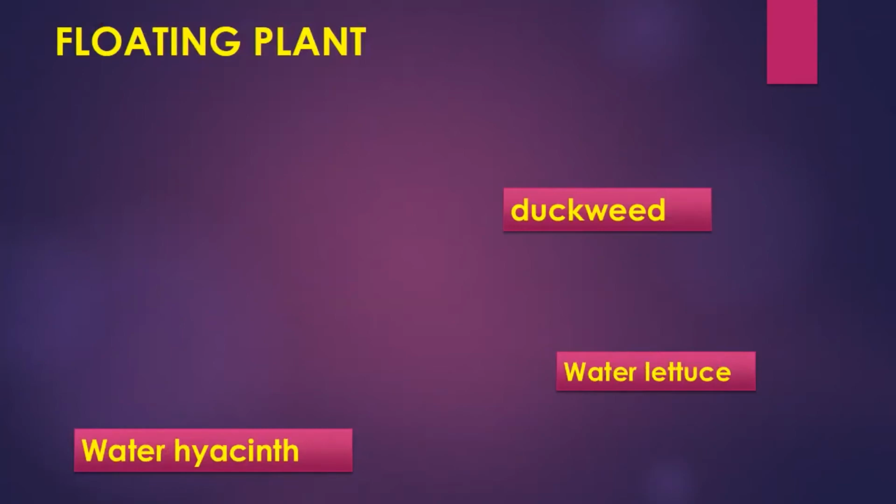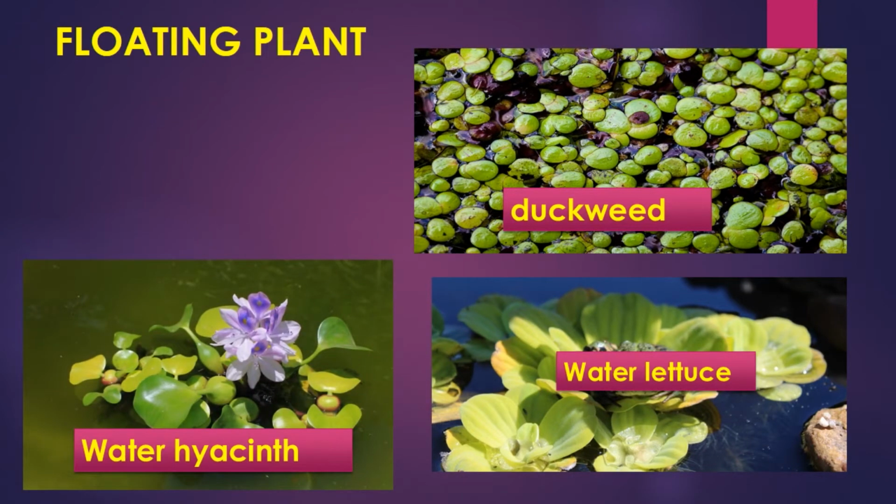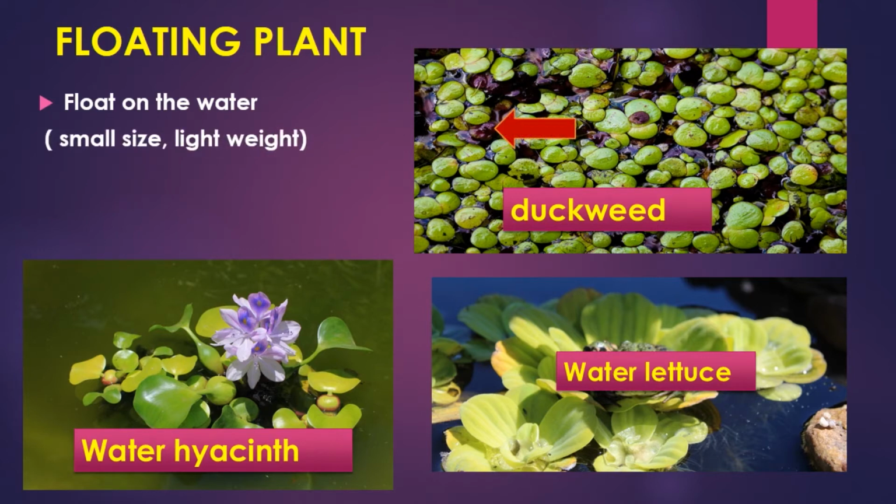Now let's move on to the floating plants. The examples are duckweed, water lettuce, and water hyacinth. By the name itself, you can know that these plants float on the water. Now let's take the example of duckweed. Because of its small size and its light weight, it can easily float on the water.